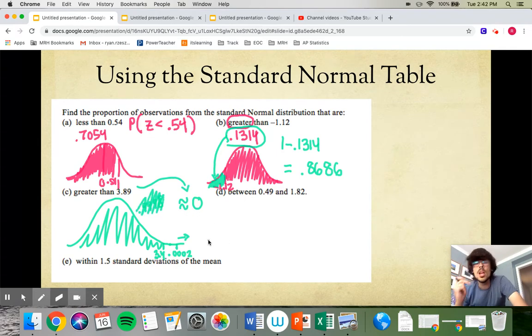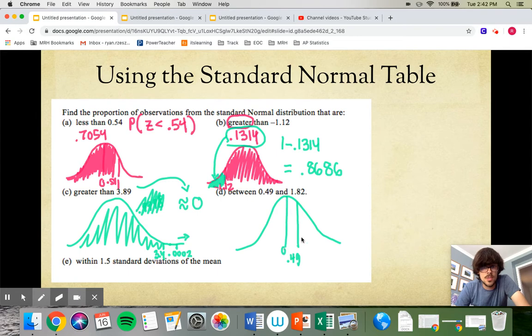Okay? So the next one, between 0.49 and 1.82. Again, always get in the habit of sketching a picture. It's just a good idea. 0.49 is going to be a little past 0 here in the middle. And then 1.82 might be like there. So you can look at even my bad picture and be like, well, my answer is definitely going to be something less than a 0.5. More than 0.5 or less than 0.5 is something you should always ask yourself.